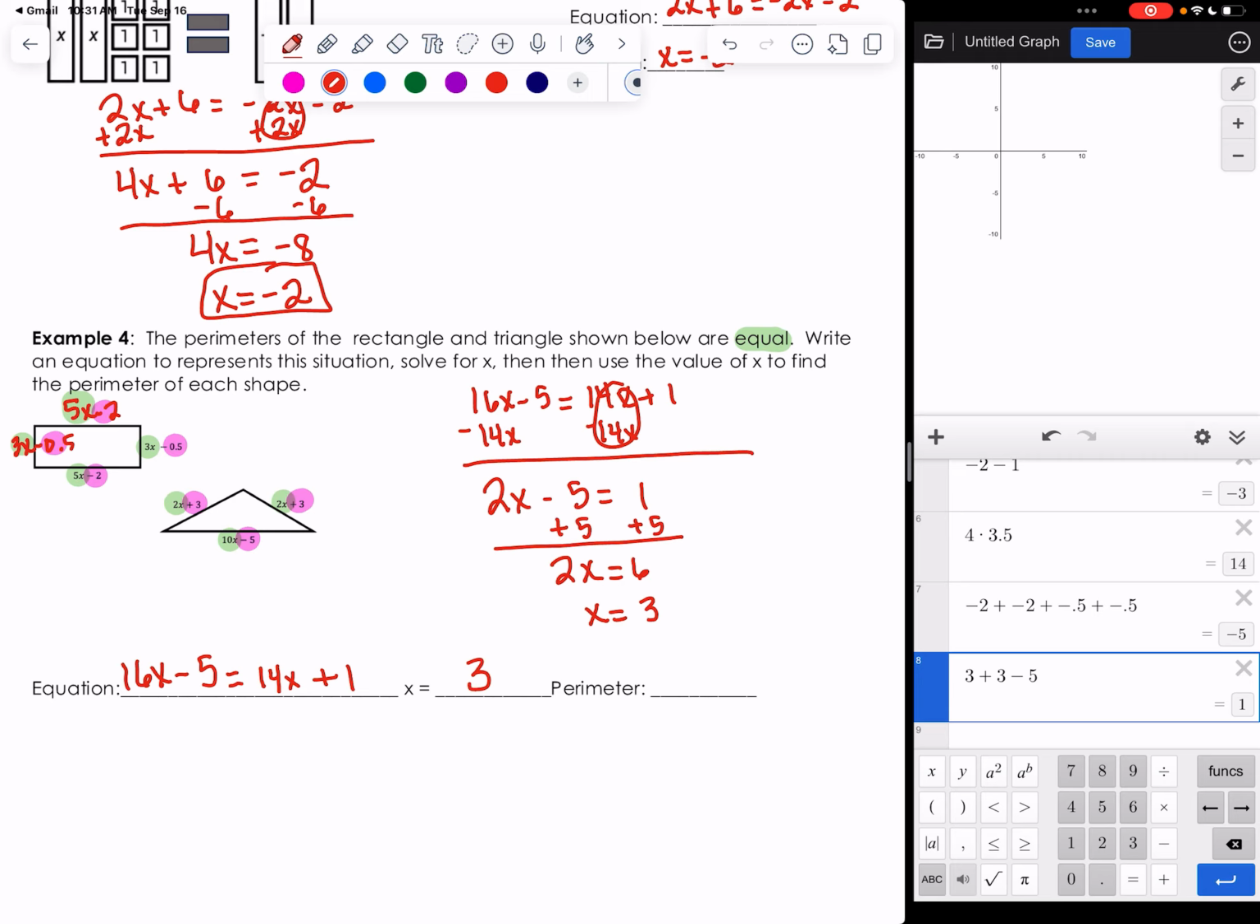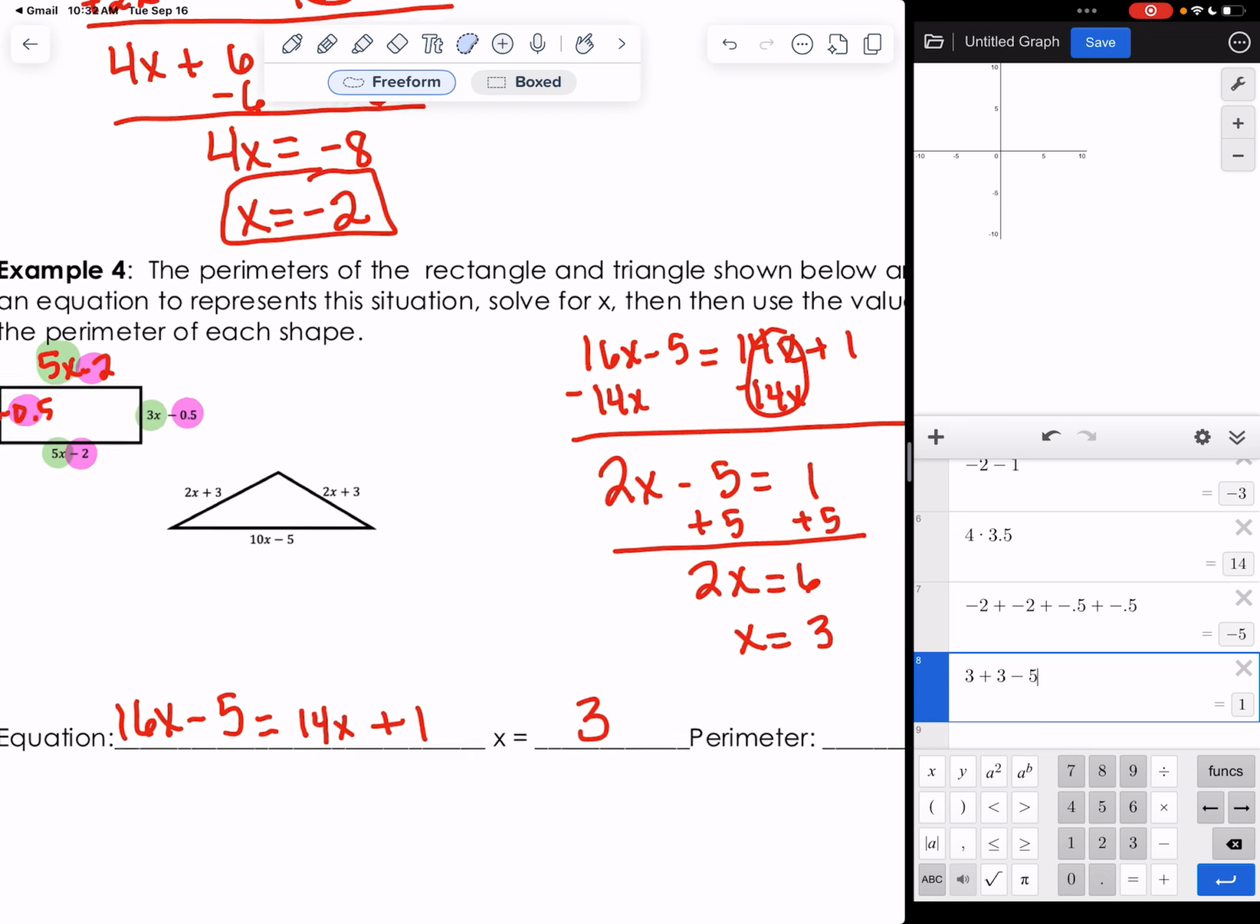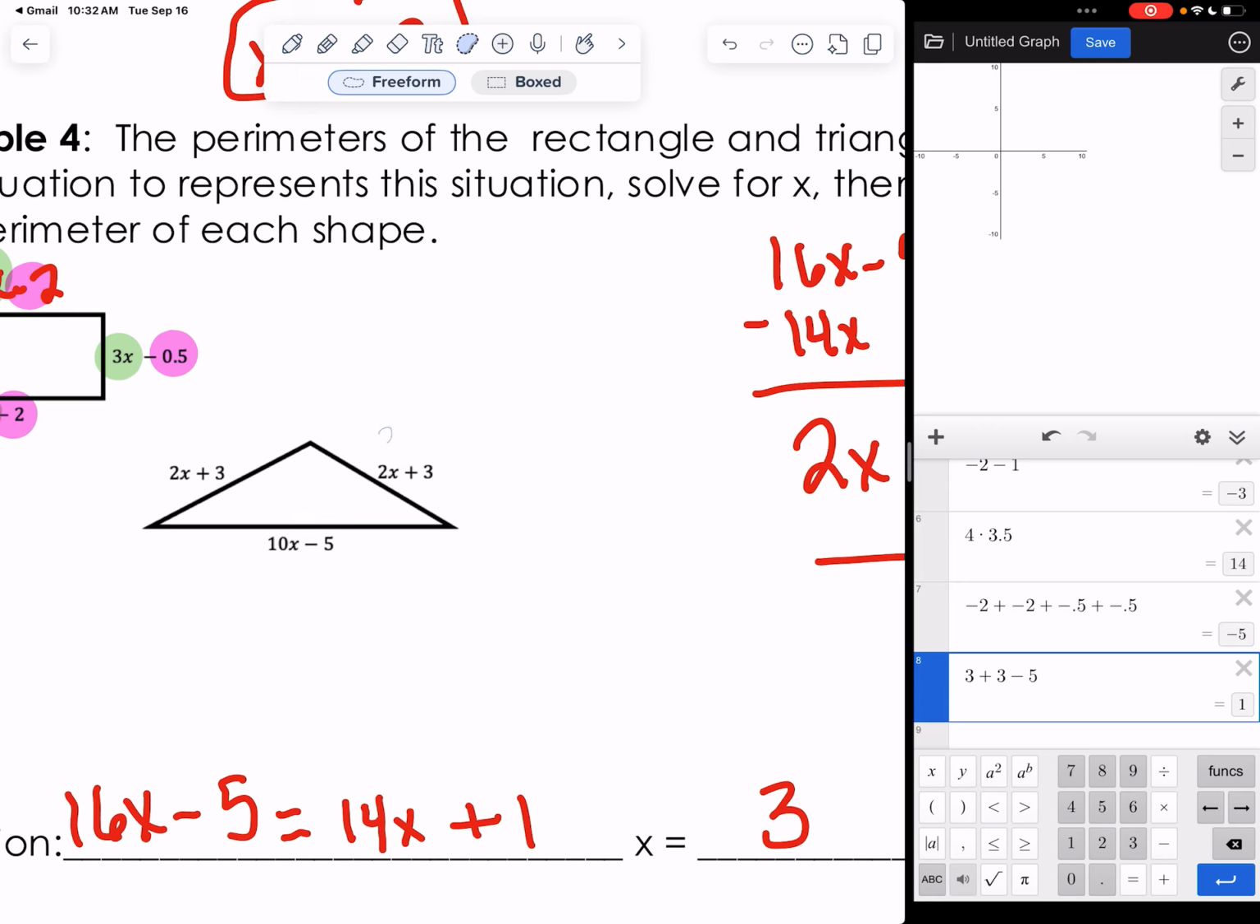All right? If you got any of that incorrect, pause the video and fix it right now in your notes. All right, the last thing we're going to do is find our perimeter. Now, since the perimeter of the rectangle and triangle are the same, I only need to find the perimeter of one of them. So I'll just find the perimeter of the triangle. So let me get rid of that. We know that our x value is 3. So that means if I were to plug in a 3 to each one of these expressions, let's see, put a 3 there.